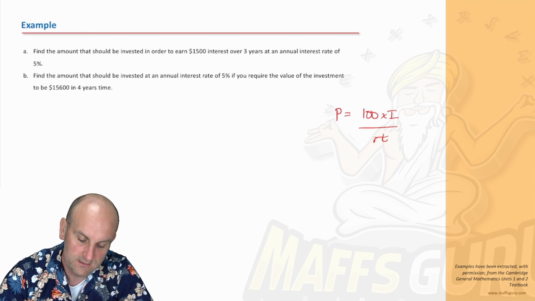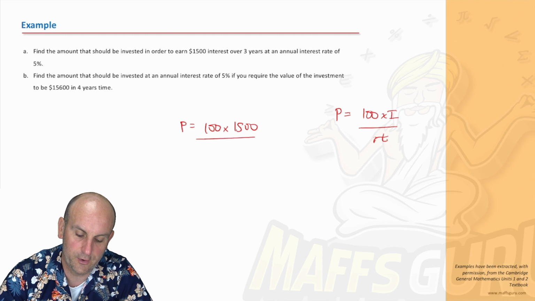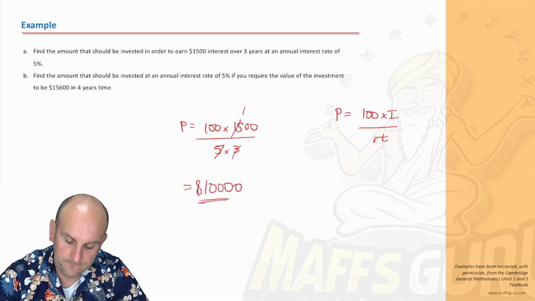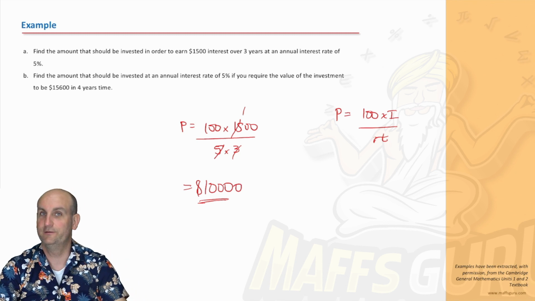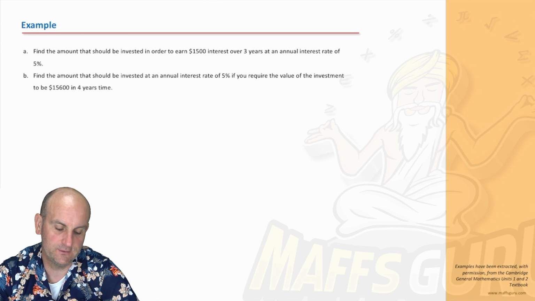All right, fine. So the principal is going to be equal to 100 times the interest, $1,500, divided by the rate, which is 5%, times the number of years, which is 3. Okie dokie. Well, 5 times 3 is 15. So they go into there, which gives me 100 times 100, which gives me $10,000. Yay!